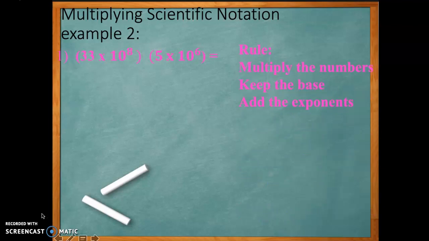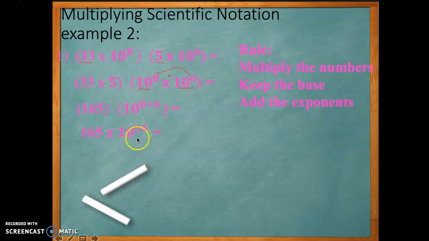Remember, the rule is to multiply the numbers, but keep the same base and add the exponents. In this case, the numbers that are the same are 33 and 5. Okay, these are my numbers. So in this case, I'm multiplying 33 times 5. My base of 10 is the same, so I'm going to keep the base, but I'm going to be adding the exponents. 8 plus 6, I'm going to be adding these two, all right? So when I multiply, I get 165, and when I add, I will get 14.